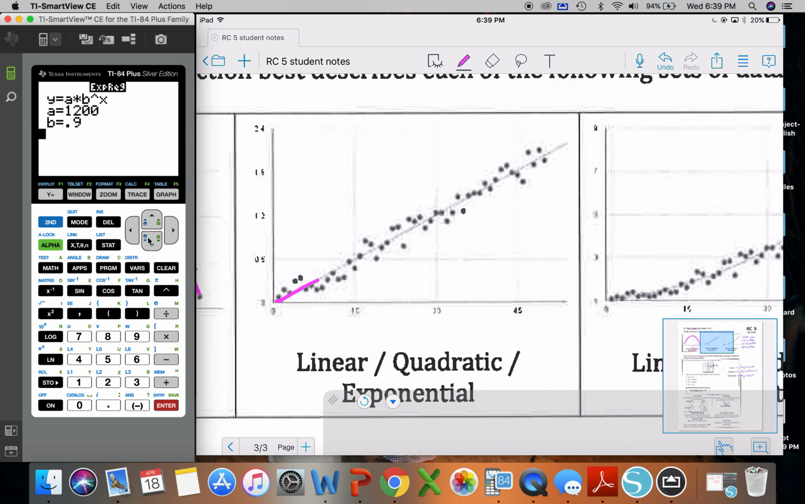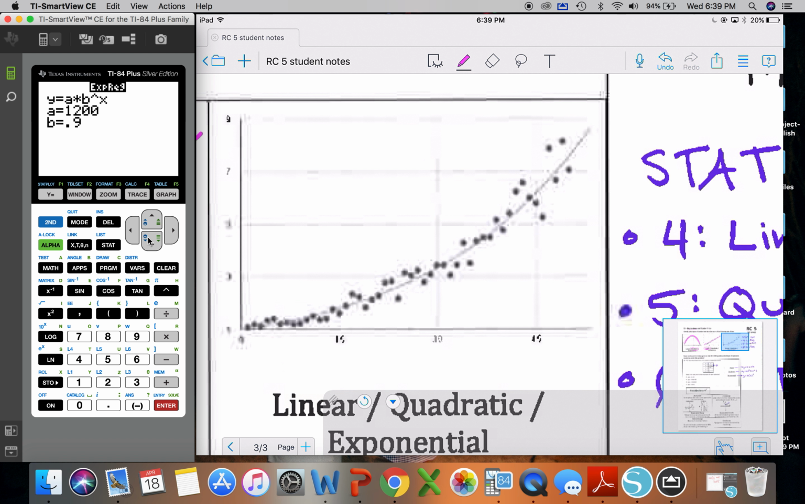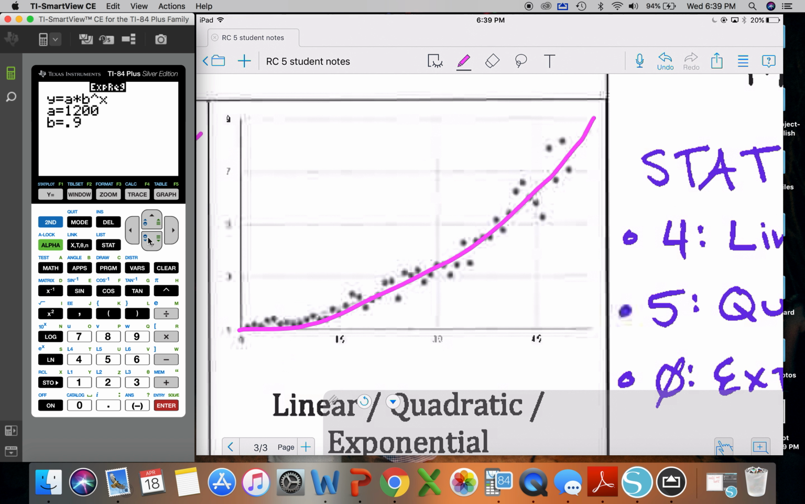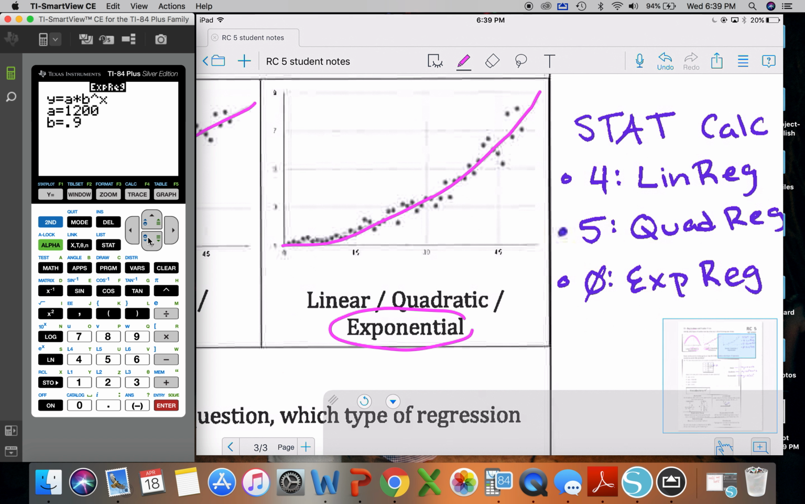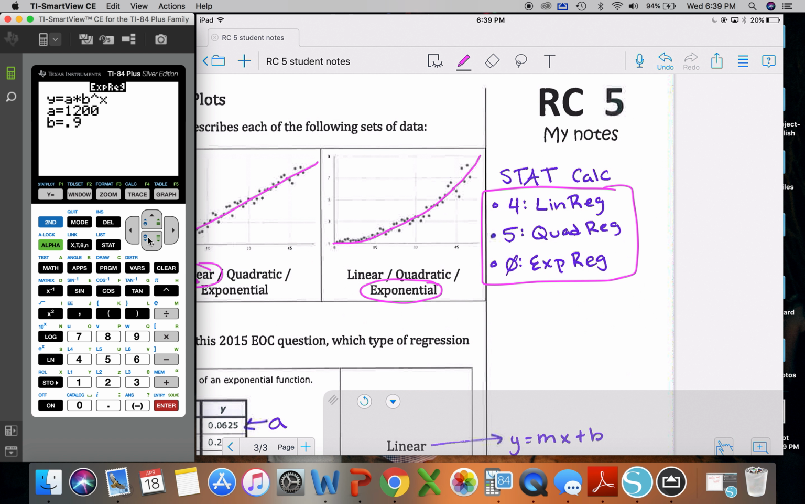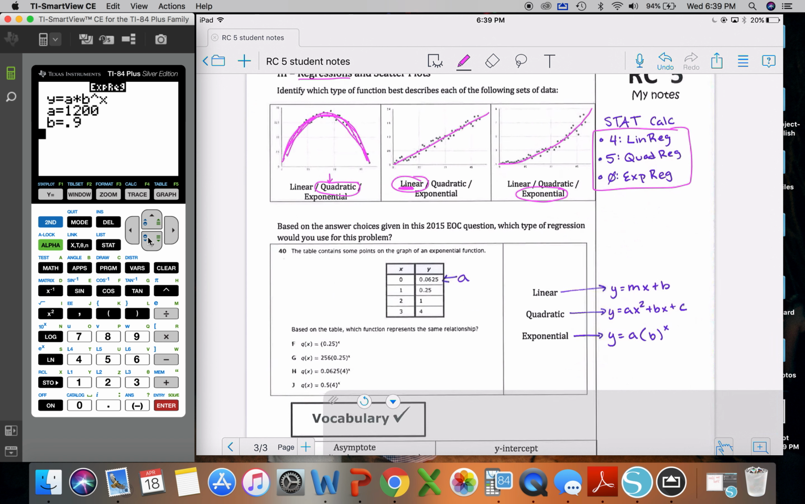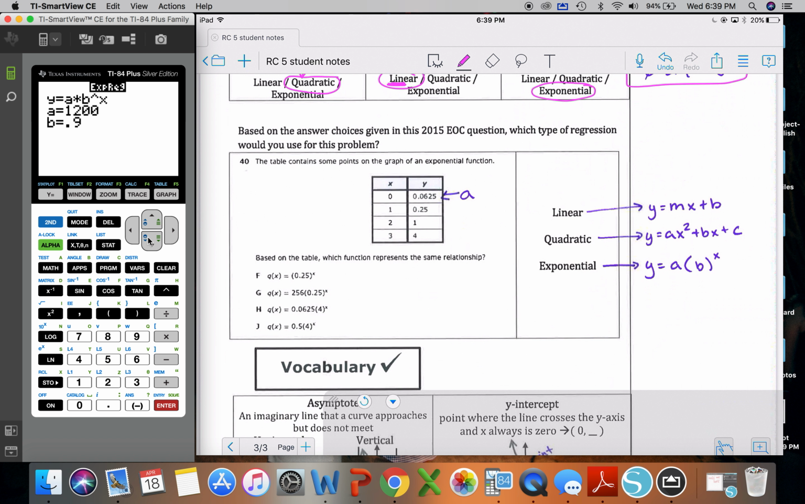This one we can see there is a straight line going through it. Straight lines are linear. So lines for linear. And then for the last one, we can see a line as well. It is not a straight line. It looks like Buzz Lightyear, where it goes up into infinity and beyond and never comes back. So remember with StatCalc, 4, 5, and 0 are the options that we try if we're ever given a table and no ideas.